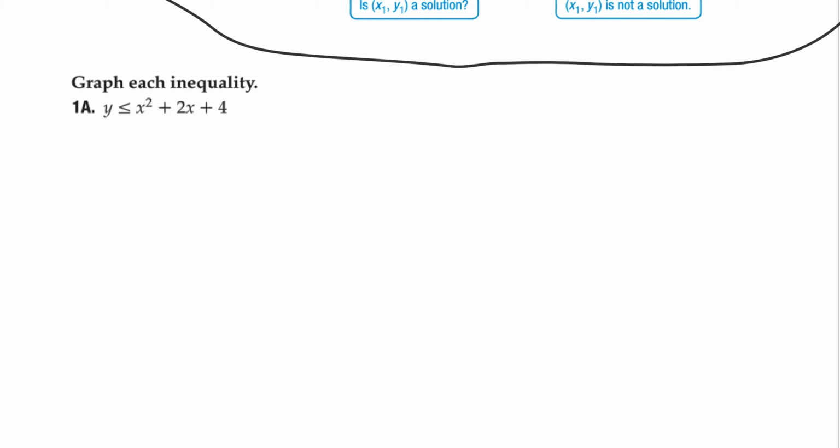So we need to graph this. Now there's actually lots of ways to graph this. I'm going to show you two main ones. Let's find the vertex. Let's find the x-intercepts.